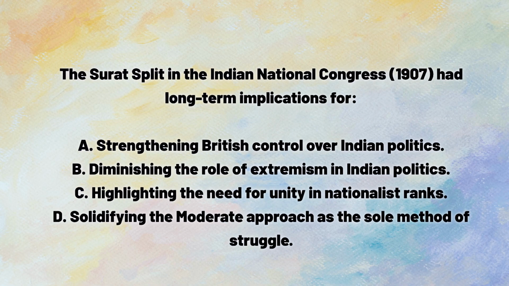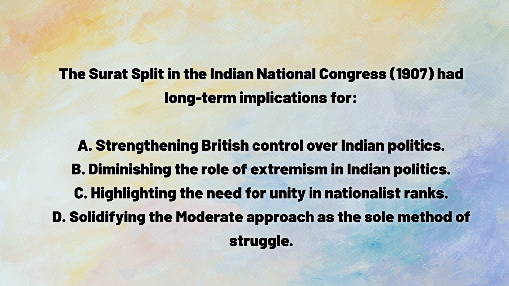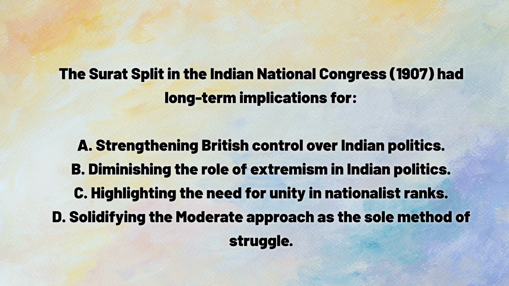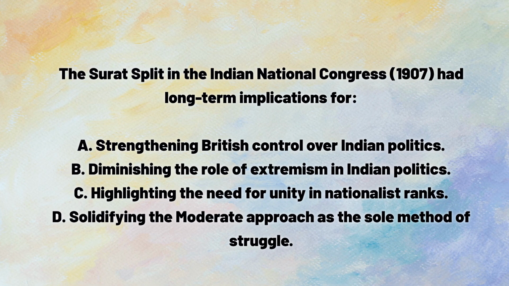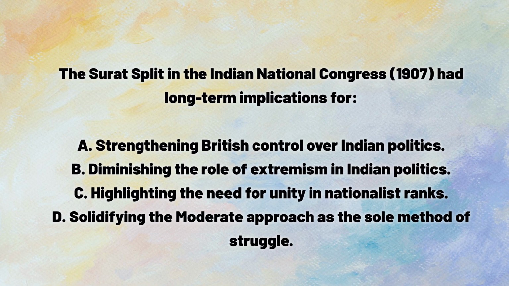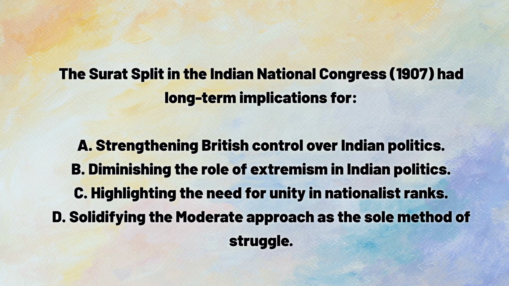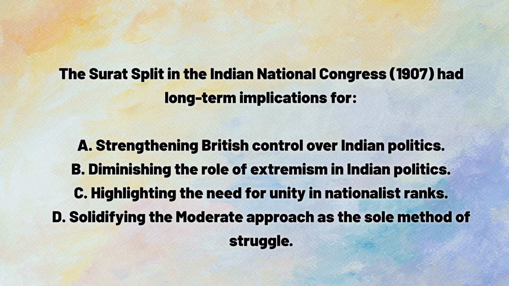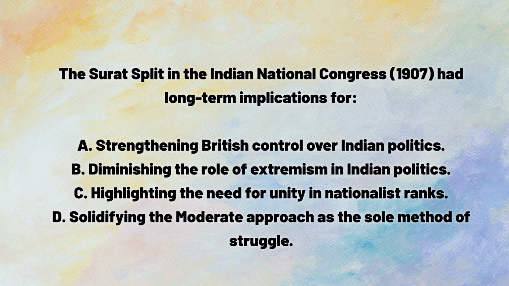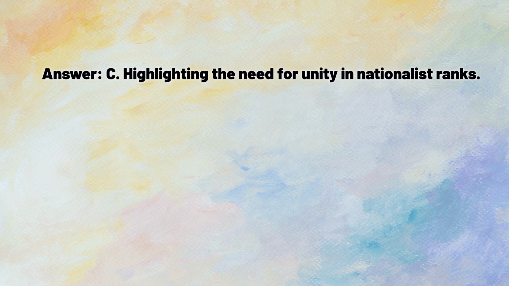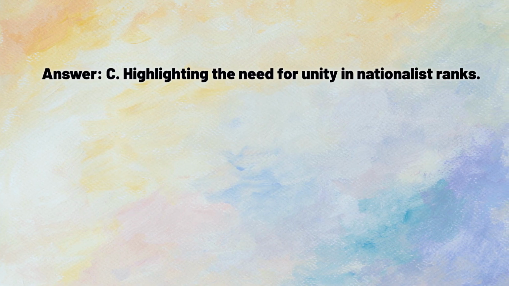The Surat Split in the Indian National Congress, 1907, had long-term implications for A. Strengthening British control over Indian politics, B. Diminishing the role of extremism in Indian politics, C. Highlighting the need for unity in nationalist ranks, D. Solidifying the moderate approach as the sole method of struggle. Answer: C. Highlighting the need for unity in nationalist ranks.